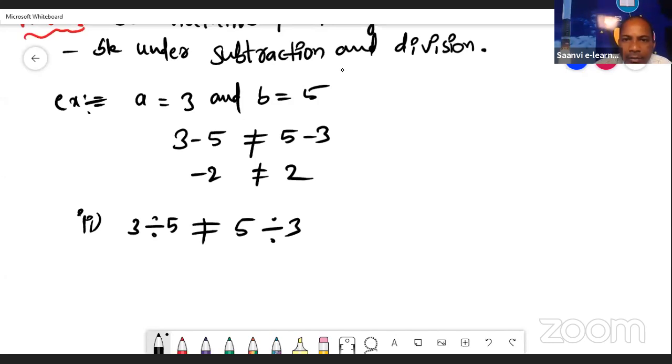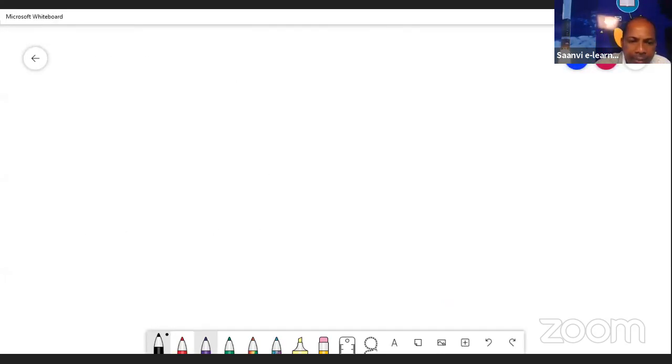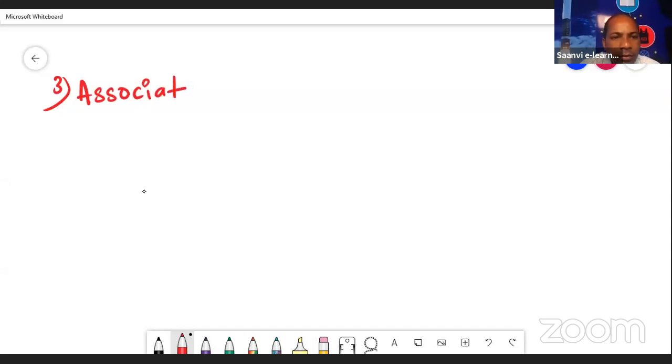And next, the third one is associative property. Let us see what is associative property. Children, listen carefully. These properties are very, very important. If you understand these properties, then only you can solve the exercise problems, right? Now, third property is associative property.